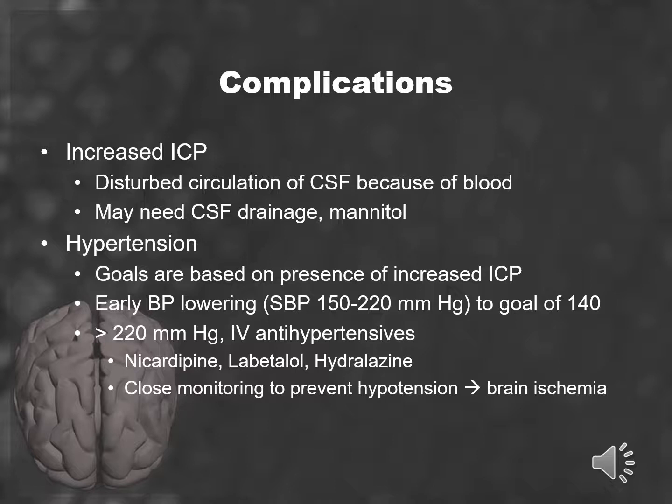Another complication is hypertension. So patients may have had the stroke because of high blood pressure that was uncontrolled, but our goal of blood pressure management after this type of stroke is basically to lower the blood pressure, with our goal ultimately being about 140. Whenever we have a patient who has a systolic blood pressure greater than 220, we're going to use IV antihypertensives like labetalol or hydralazine or nicardipine to help bring that blood pressure back down to our goal of 140. And again, like I mentioned before, our goal is to bring it down to that goal, but not put them into hypotension where we would then further decrease the oxygen perfusion to the brain.